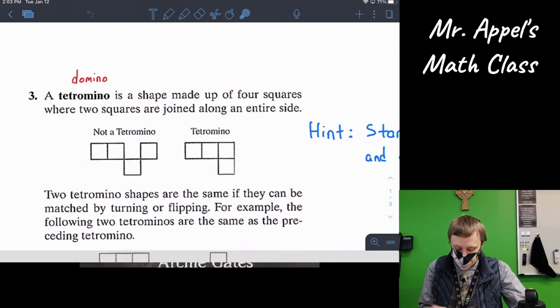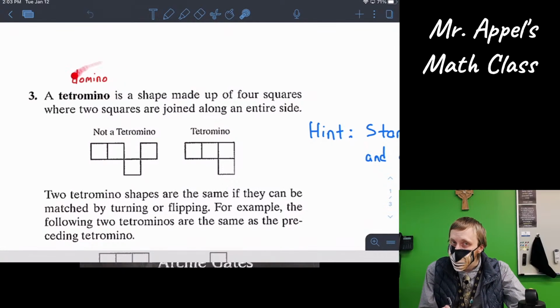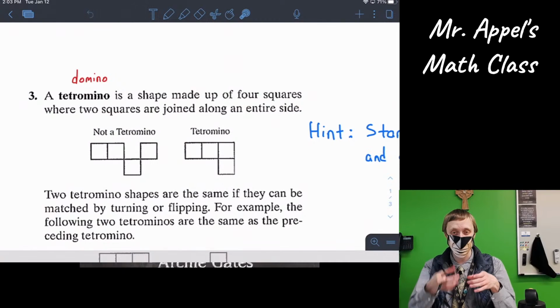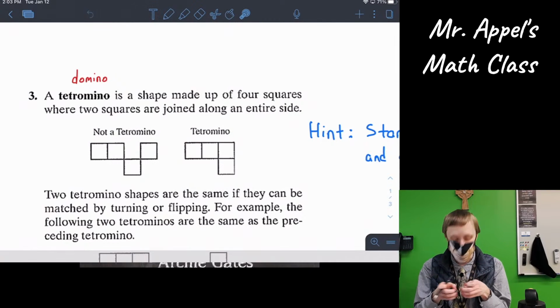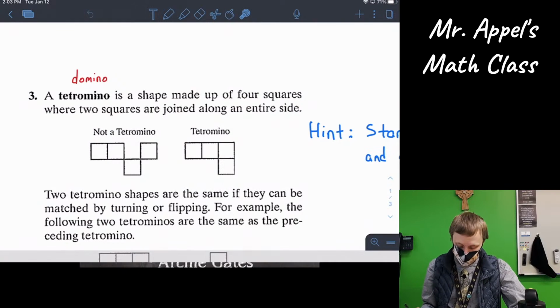Number 3 introduces possibly a new term. A tetromino is a shape made up of 4 squares where 2 squares are joined along an entire side. You've probably heard of dominoes before, maybe played some games with those. Dominoes, remember, is a rectangle that's made out of 2 squares connected to each other. So a tetromino is 4 squares connected to each other.